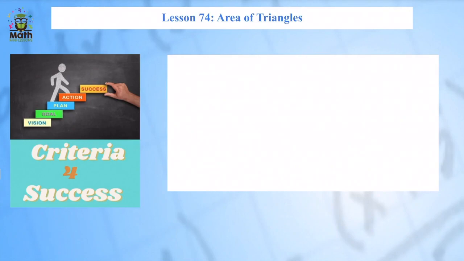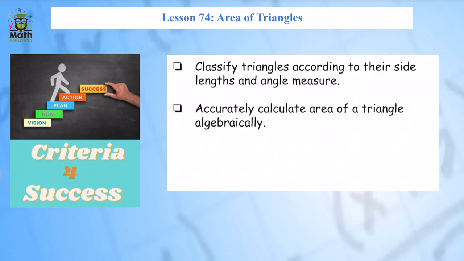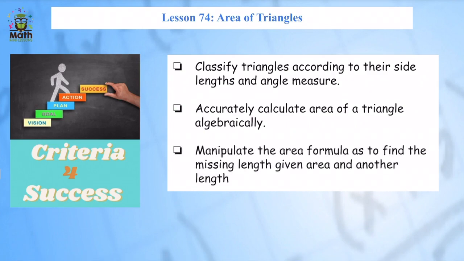Lesson 73 was about quadrilaterals. 74 is about triangles. So in this lesson, we're going to learn how to find the area of triangles. So watch as I classify triangles based on their length and angle measures to figure out their names, and then how I can accurately find the area of triangles algebraically once I have two very important dimensions. And finally, how I manipulate the area formula to find any missing length given area or another dimension.